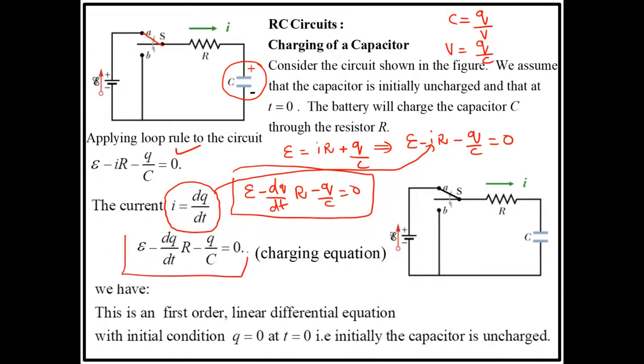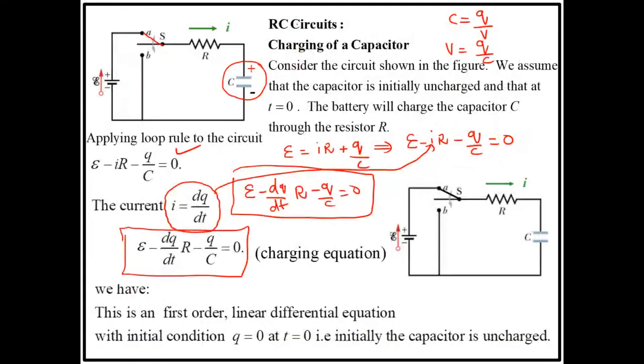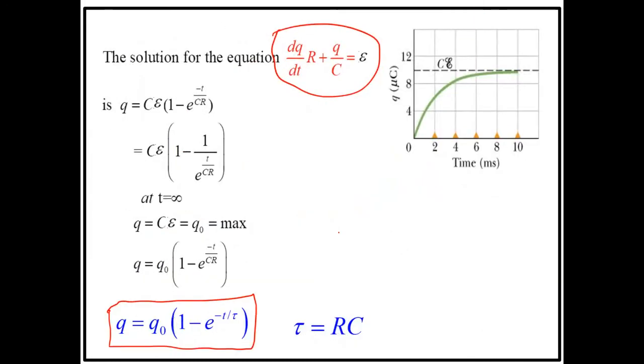The solution for this equation, that means the final answer, is this one. What is given here? My final charge is equal to my initial charge multiplied by 1 minus e power minus t over tau, and this tau is called resistance multiplied by the capacitance. If you charge the capacitor, your graph will come like this. Am I right?